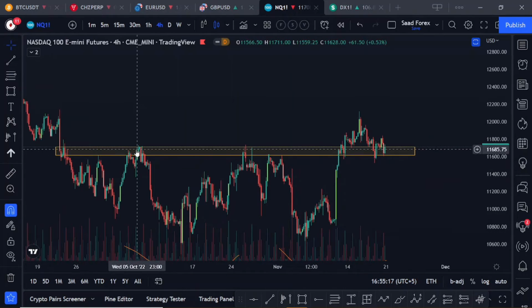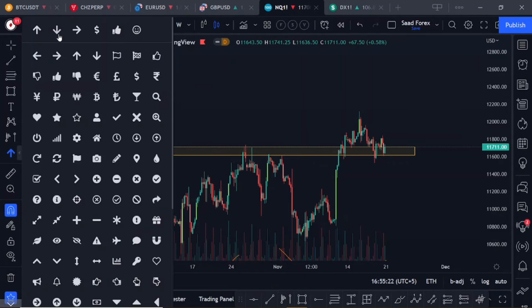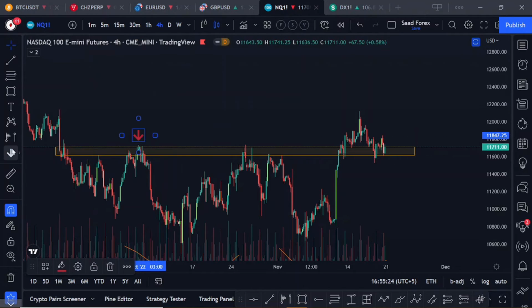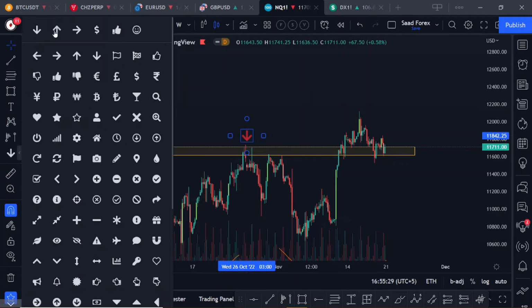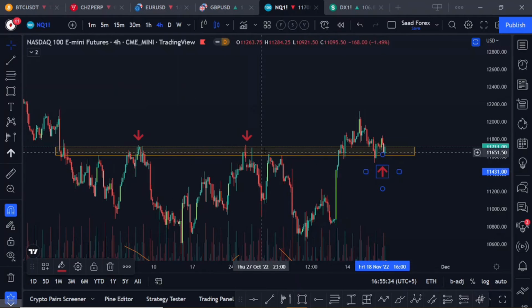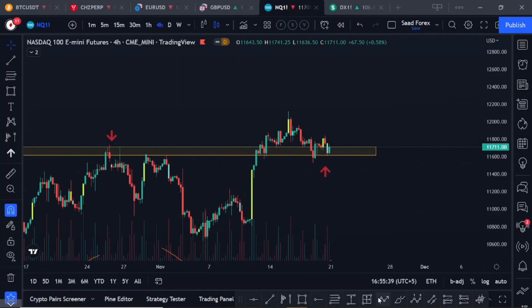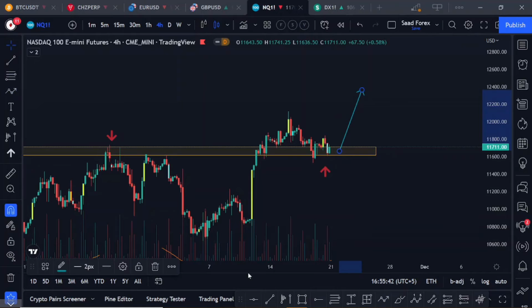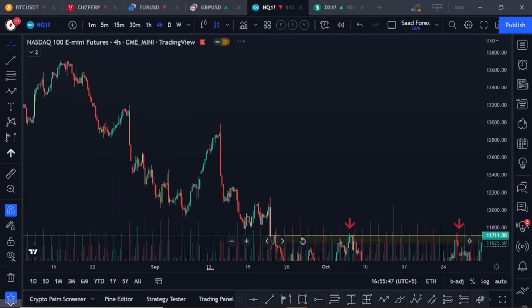Price rejected two times from here. Now this one time, two times. Now we would like to see the price bounce off this, flipping the resistance into support, and it can just fly up to the next resistance.